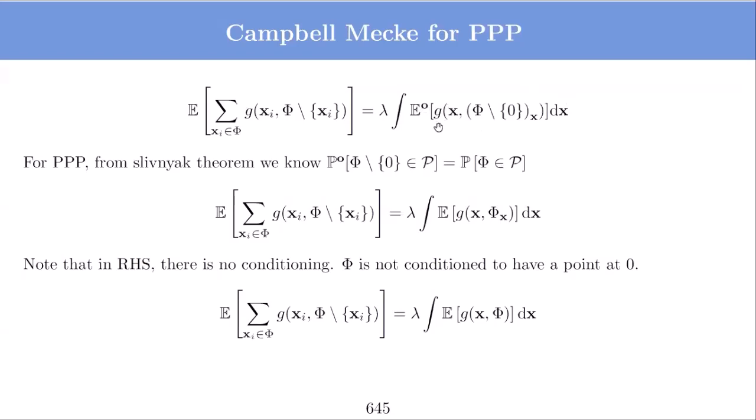So this expectation would be the same as E of g of x comma phi x, because I remove the conditioning and also remove the point. So I get this. Now notice that there is no conditioning here, so lambda E of g of x comma phi x dx. Because there is no conditioning, whether you take phi or phi x, both mean the same thing, because you are not conditioning on any point. It is just an expectation with respect to phi x, and phi has the same distribution because they are stationary point processes. So I can also write it just in terms of E of g of x comma phi.